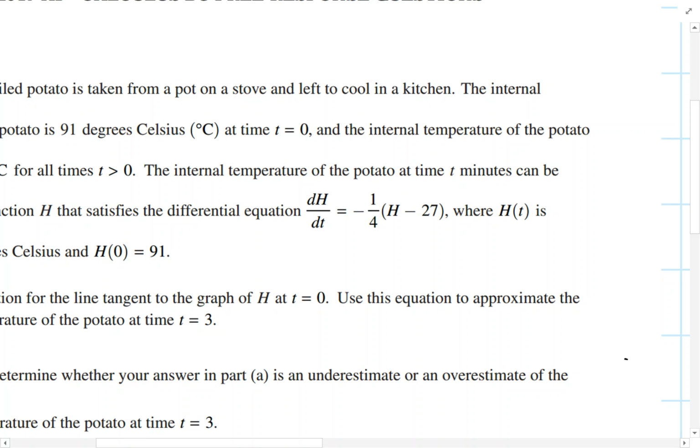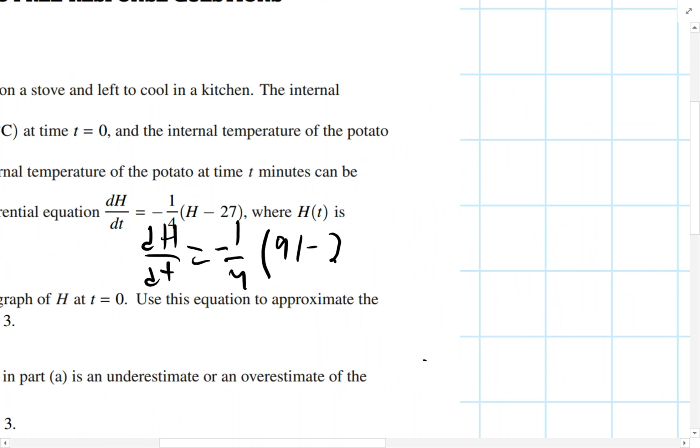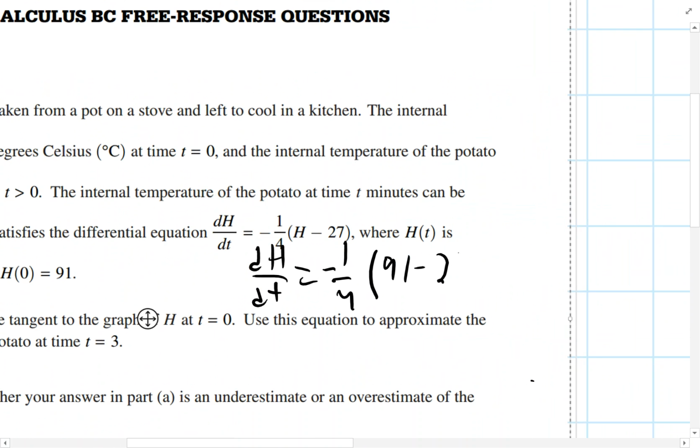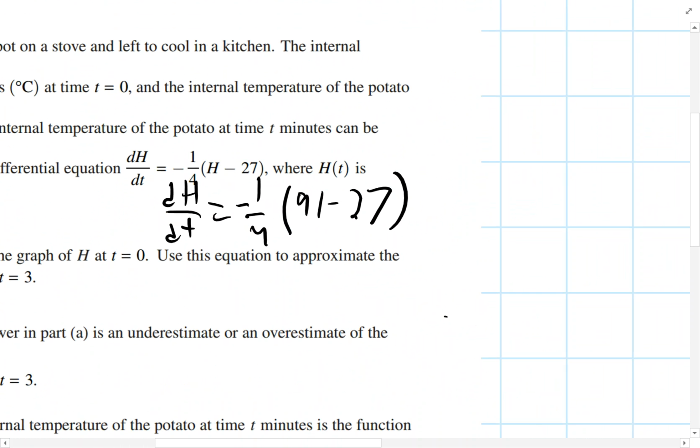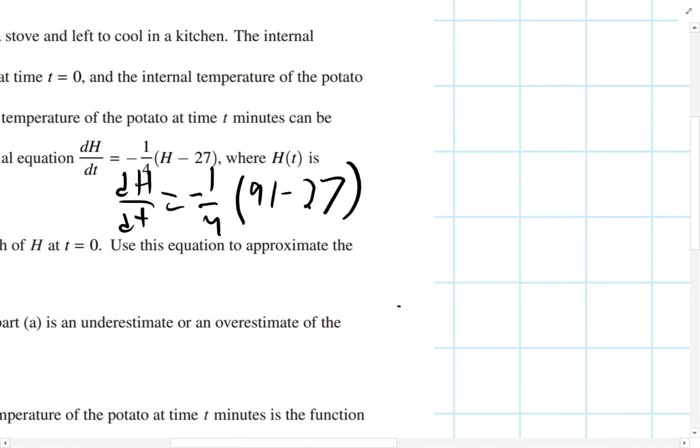So, for this part, because we're given h of 0 equals 91, you plug 91 into the differential equation to get the slope. So dh/dt is equal to negative 1/4 of 91 minus 27. Sorry, my surface is a little messed up. Then if you simplify that out, this is equal to negative 16.